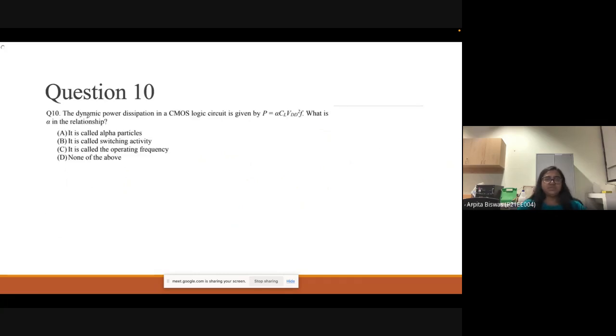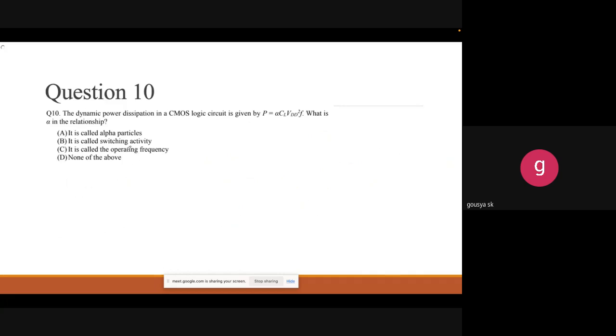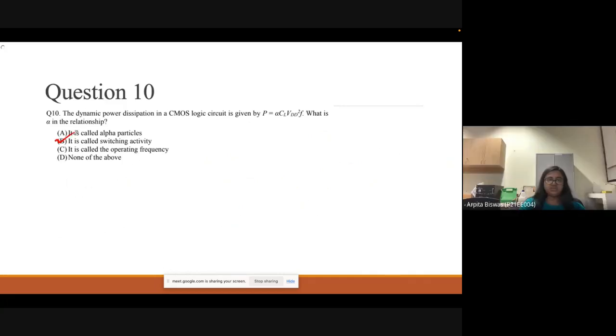So this is question number 10. The dynamic power dissipation in a CMOS logic circuit is given by P equal to alpha CL VDD whole square into F. What is alpha in the relationship? First option is it is called alpha particles. Second option is it is called the switching activity. Third option is it is called the operating frequency. And the fourth option is none of the above. What is the right answer? Switching activity. Yes, the right answer is switching activity.